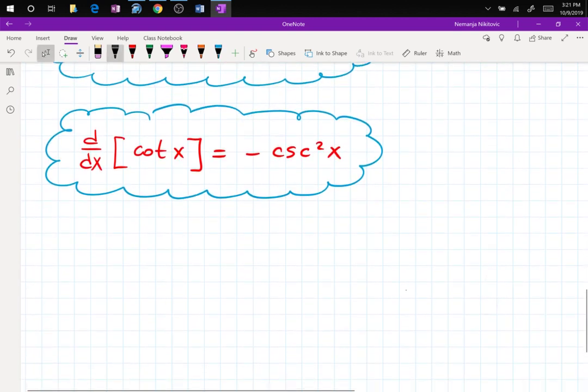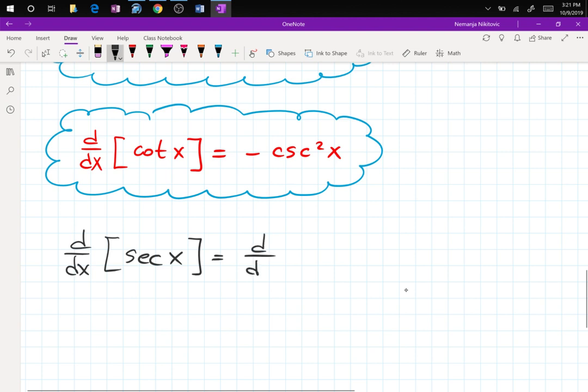All right, finally, we are there to compute the derivative of secant x. And secant can be rewritten as? 1 over cosine. Yes. And what rule can we use? Quotient rule. All right, go. You know the quotient rule from last class, so you should be able to work this out.